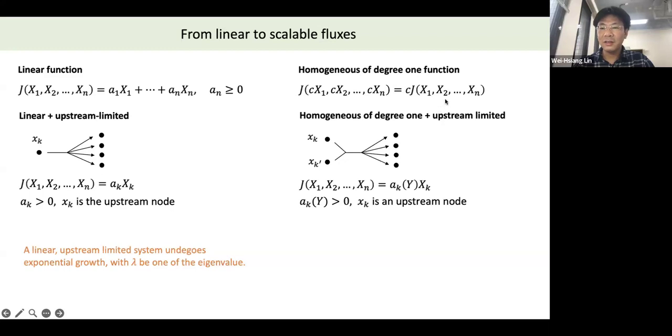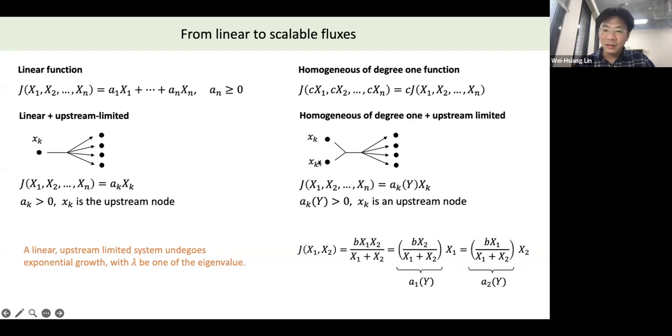This is more relaxed and more nonlinear, but it will allow us to have multiple nodes on the upstream. Homogeneous degree 1 means if you multiply everything by twofold, then the entire system will also grow by twofold. One example is here. If I have upstream nodes x1 and x2, with a nonlinear flux function like this, I can rewrite it with a prefactor a1 times x1. So this will be upstream limited by x1.